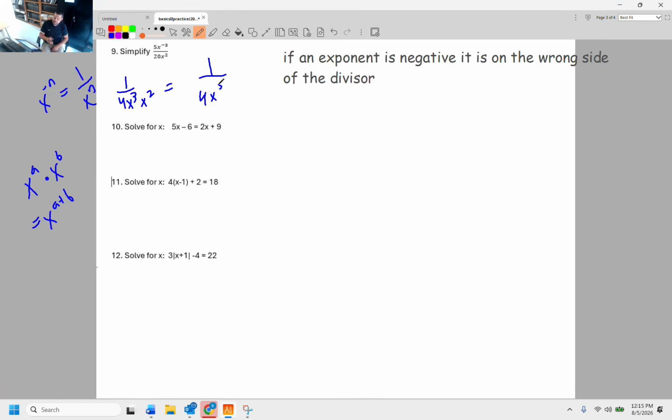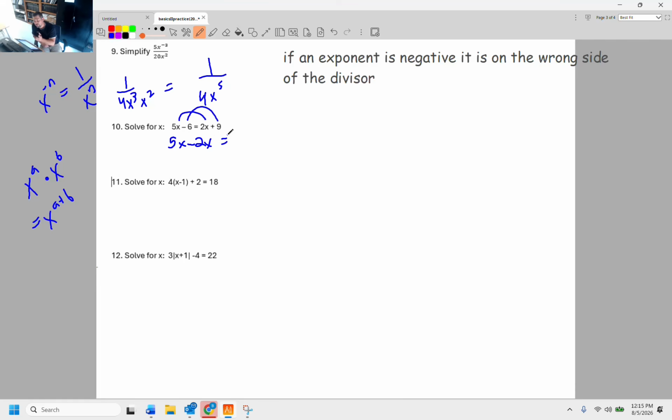All right, we got an easy one up next. Hopefully everybody gets it. That won't happen, but whatever. We got 5x minus 6 equals 2x plus 9. I like to shift my x's to one side. If you cross equality, you change your sign. And I like to shift my numbers to the other end.